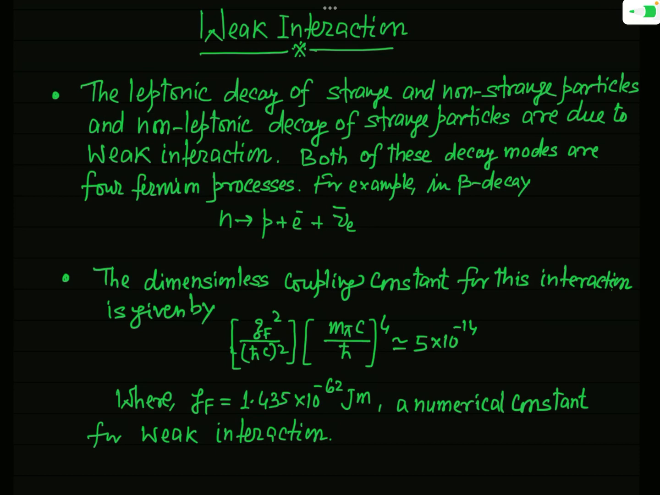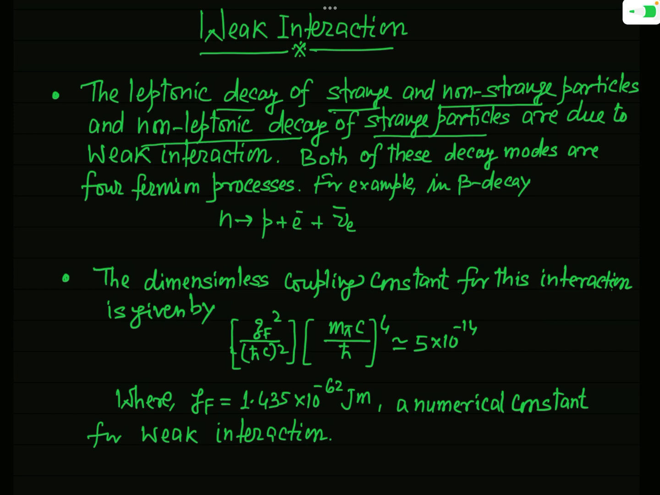In broad sense, you can say that due to this weak interaction, we can see the leptonic decay of strange and non-strange particles, and at the same time non-leptonic decay of the strange particles. These decays are actually due to weak interaction. It means when you talk about the decay of leptons of strange particles and at the same time of non-strange particles, and the decay of non-leptonic particles, or you can say the decay of non-leptons into strange particles, these types of decays are due to weak interaction. In fact, beta decay is one of the important examples of this weak interaction.